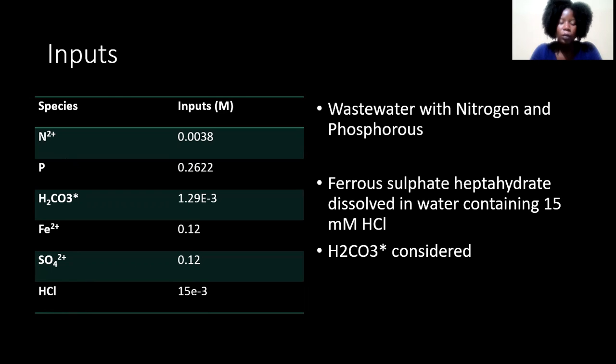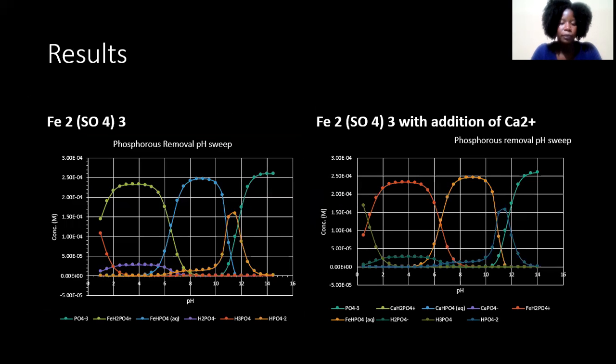I also included carbonic acid because the actual system that's used for treating water is open to the air, so I presumed that it's an open system. I used iron ferrous Fe2+ and sulfate mixed with hydrochloric acid as was described in the paper. That is 15 milligrams of HCl. So I did a pH sweep.